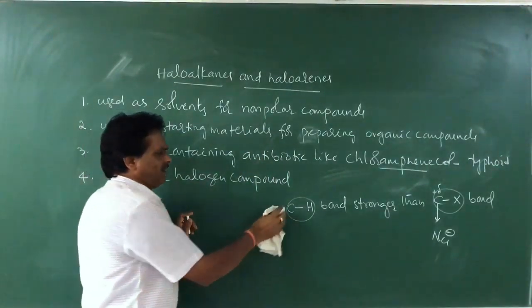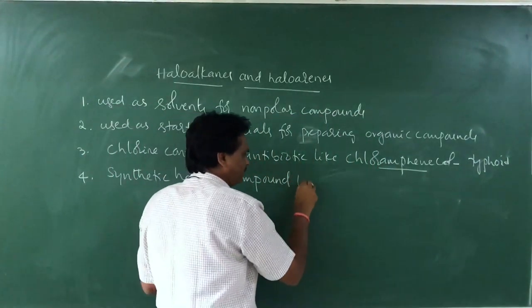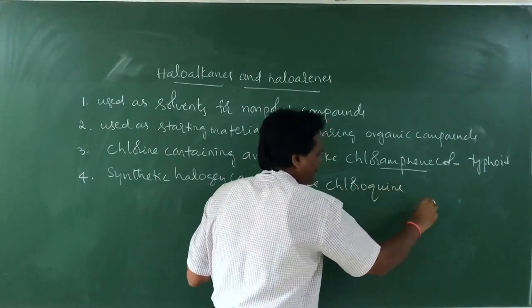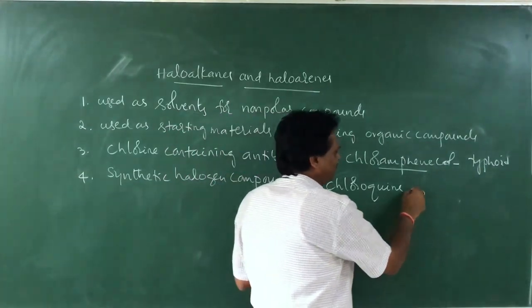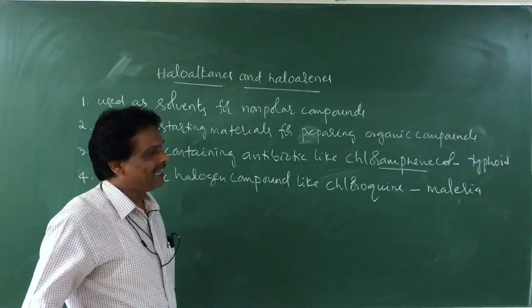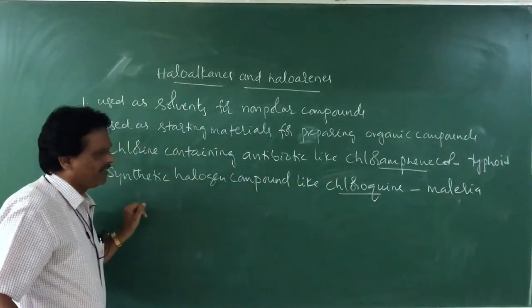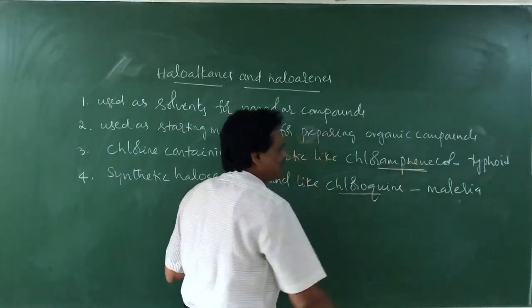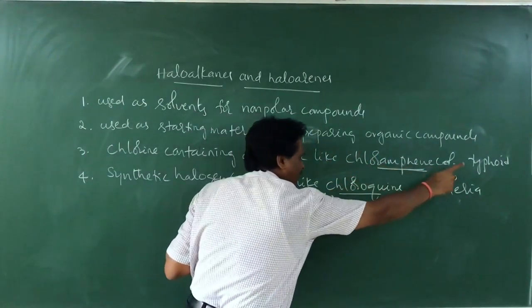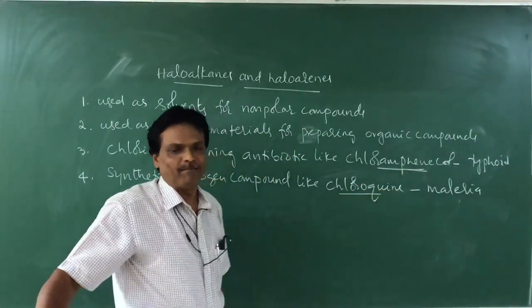like chloroquine. This is used for the treatment of malaria. It is a compound which contains chlorine. Again, the antibiotic drug chloramphenicol also contains chlorine, and it is used for the treatment of typhoid, and chloroquine is used for the treatment of malaria.